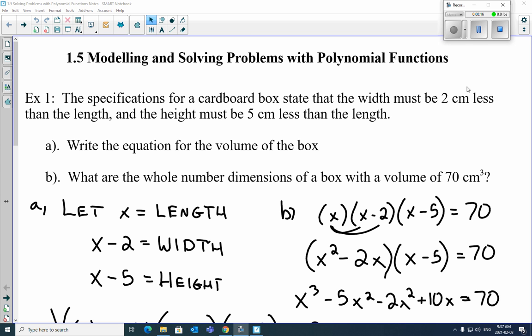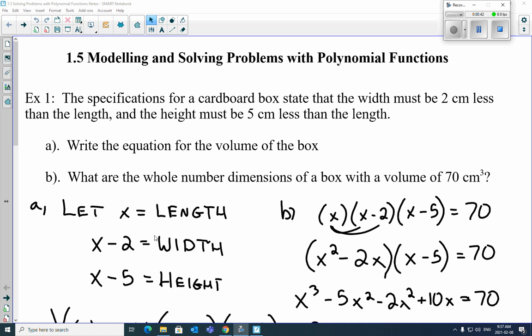So what we have is a cardboard box. We all know what a cardboard box is. But the width must be 2 centimeters less than the length, and the height must be 5 centimeters less than the length. So write an equation for the volume of this box. We're talking about volume, so we're talking about length times width times height. So in this, let x equal the length, because everything's based on the length anyways. So the width would be x minus 2, and x minus 5 would be the height.